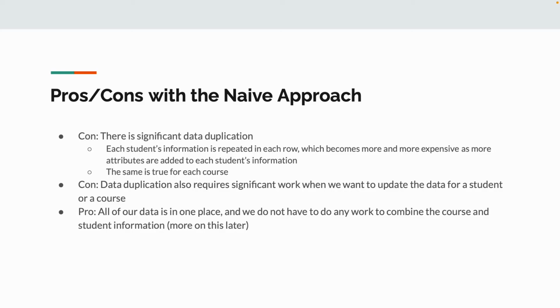And furthermore, when we want to go in and update data for a student or a course, we have to go to each row where that data is represented, which as database size increases will get incredibly expensive. The one upside of this approach is that all of our data is in one place, so we do not have to do any work to combine the course and student information. Again, we'll talk about this more later on in the presentation.